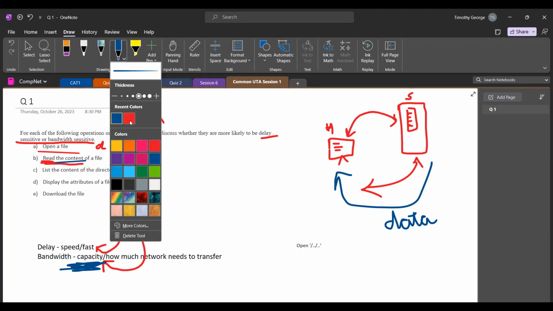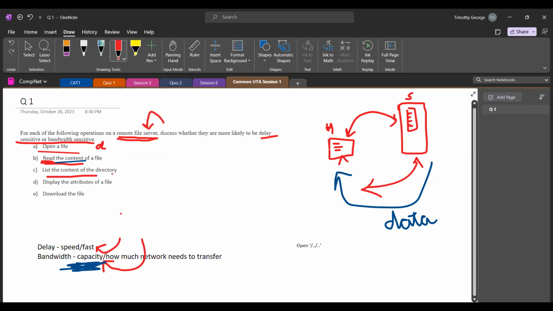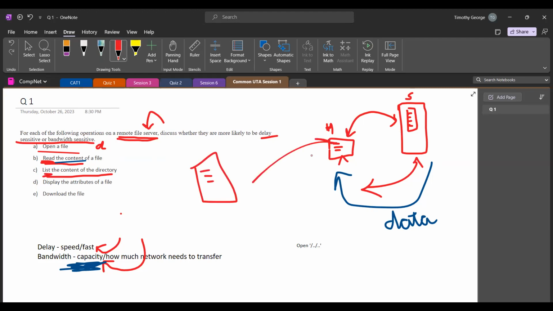Okay, next, listing the contents of the directory. This is an interesting one, because you have data, because you're going to list. So list is going to be some list of data. You need that to transfer and come to your host, right? And you also need to open the file directory over here. So it's almost like a combination of opening and reading. That itself should tell you that this is both delay and bandwidth.